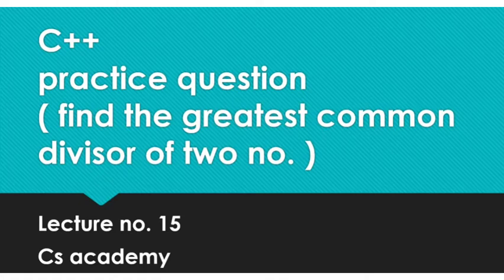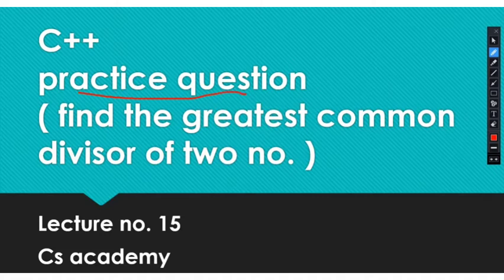Now we are going to learn C++, which is a very important topic from your computer science 1, and this is the third chapter of the computer science 1 part. In this lecture we are going to learn one important program, that is a practice program. I already promised you that I will provide you the practice questions of C++ and HTML. So in this lecture I am explaining one program of C++ to find out the greatest common divisor of two numbers.